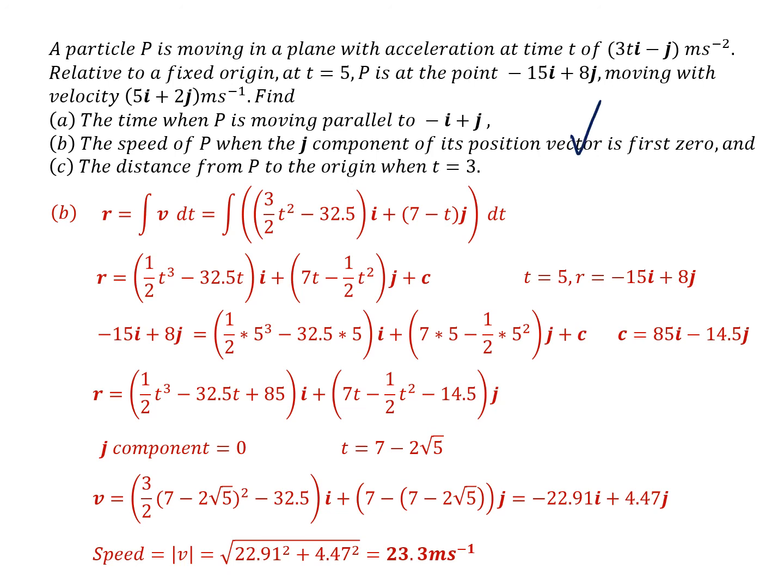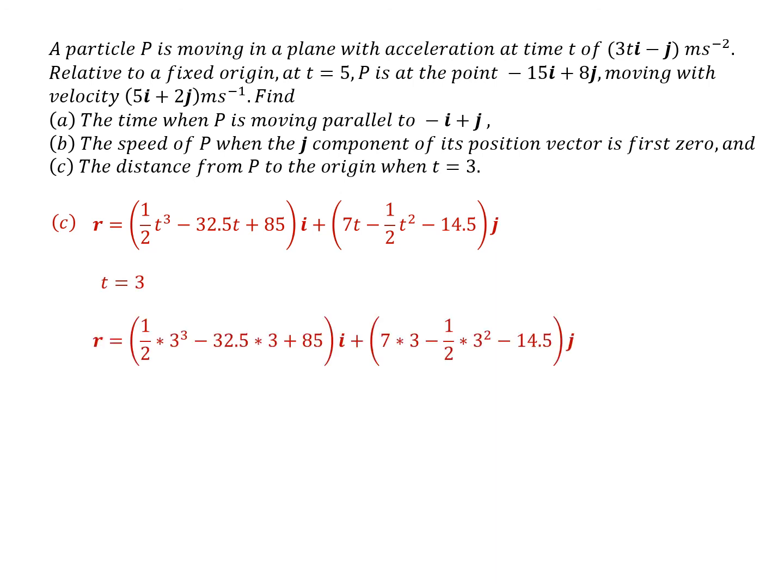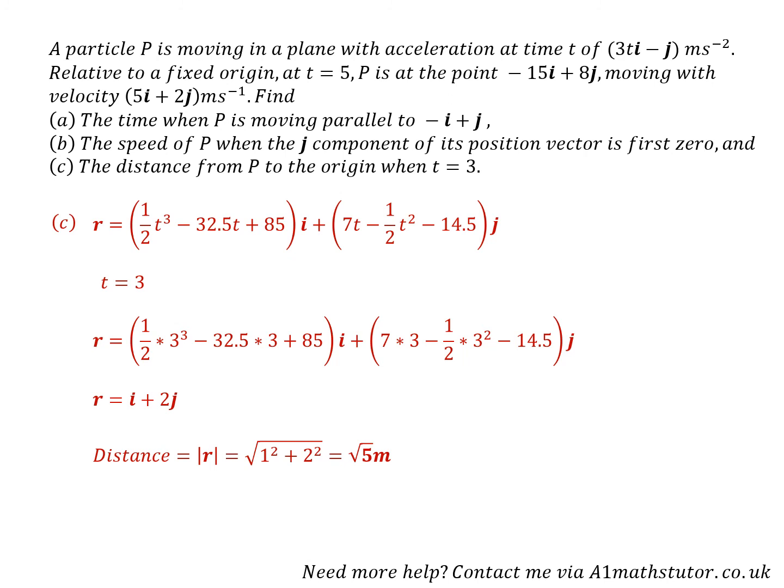Let's look at part C. We want to find the distance when t is 3, the distance to the origin. So the distance to the origin is the magnitude of the position vector. There's the position vector from the previous slide. And when t equals 3, we get that, which simplifies rather neatly to i plus 2j, and then the distance is the magnitude of that vector, which is root 5 meters. So there we are, question 200.